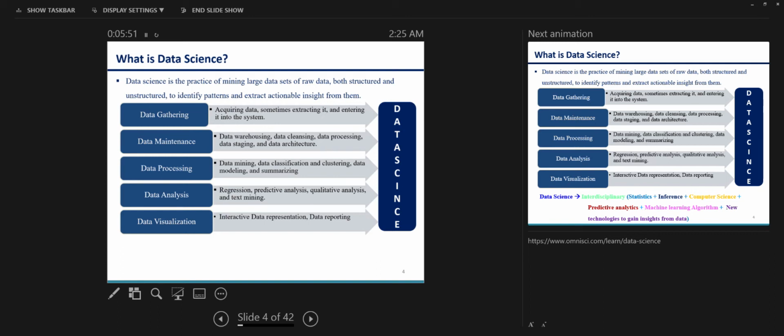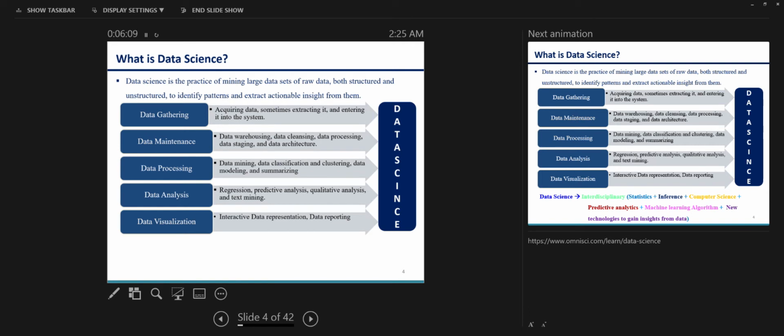Where are the servers, the DBMS, the database management system? So we use data maintenance with data warehousing, data cleansing, data processing, data staging, and data architecting. We're making the data fit our requirements and our applications.